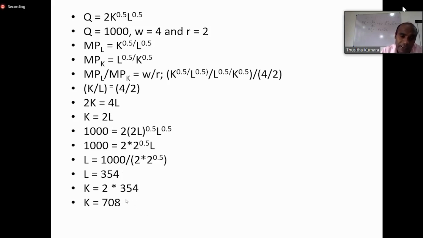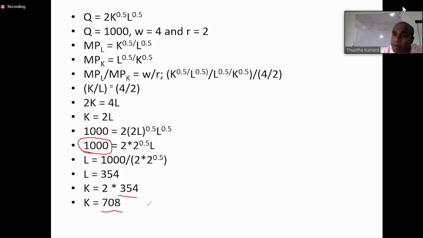That is 708. Therefore, we can conclude that to get 1000 units of output, we need to mix 354 capital and 708 labor.